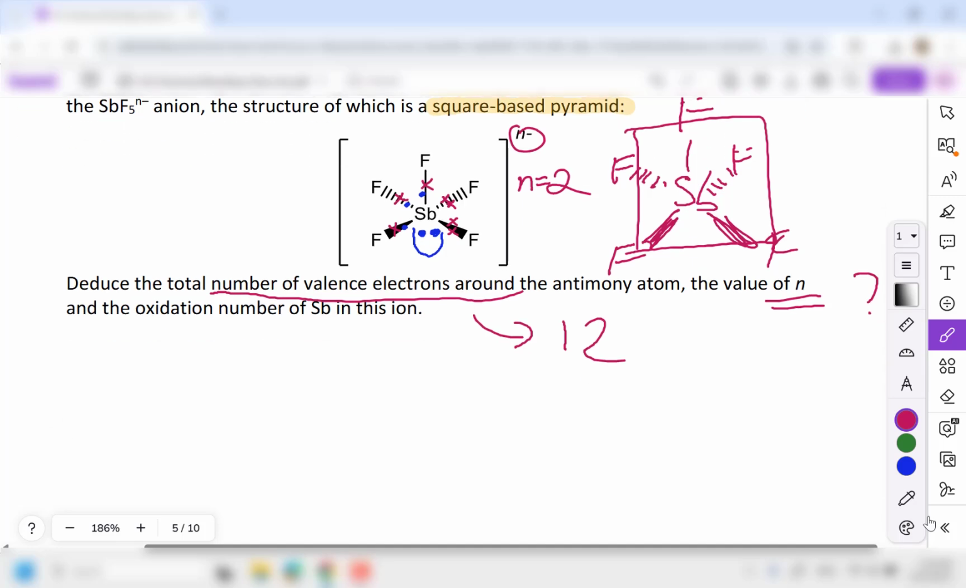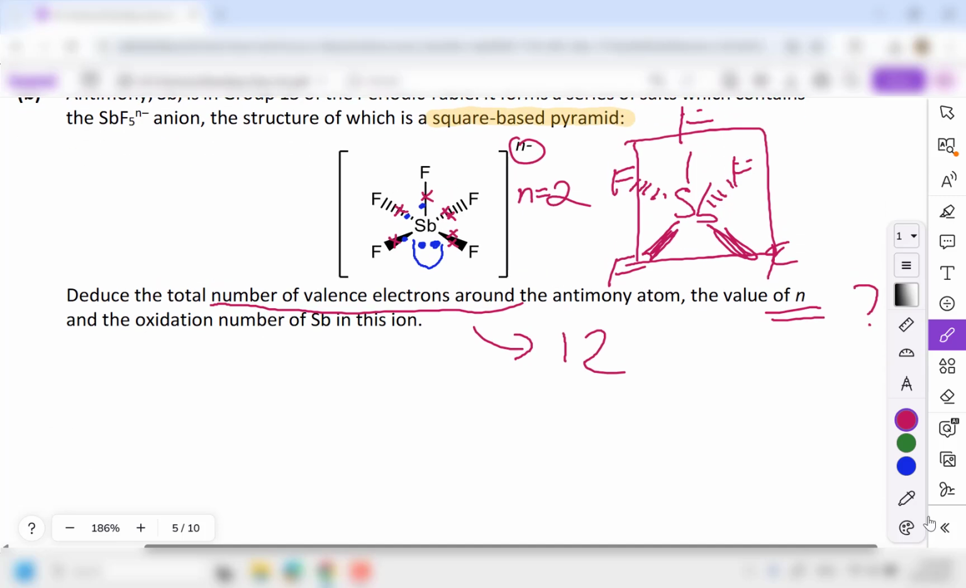Yep. Okay, then oxidation state will be straightforward. What we can do is we let antimony be X. We have 5 fluorine, so they take on an oxidation state of -1, so that's -5, equals the overall charge, which will be -2. So in this case, antimony will have the oxidation state of +3.